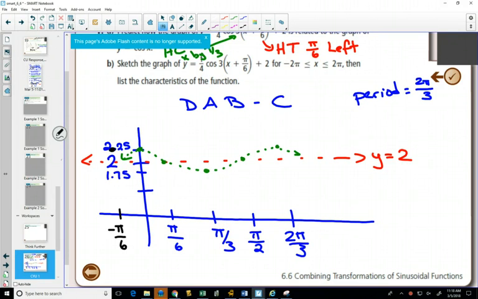Now we'll move here. This point, pi over 6 to the left, pi over 6 to the left, pi over 6 to the left. And this is my final graph if I had to graph at least one period.